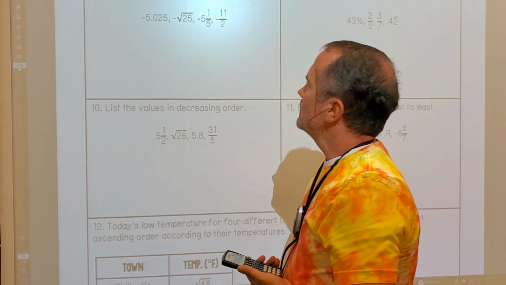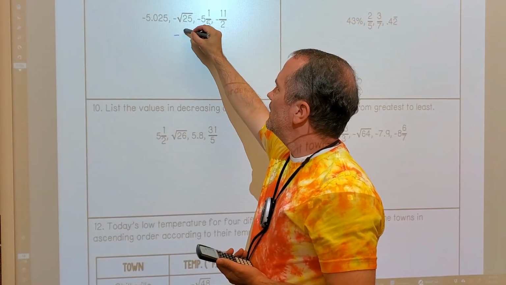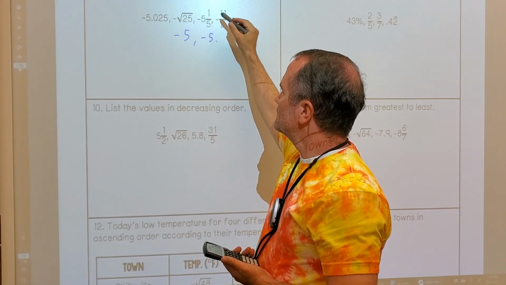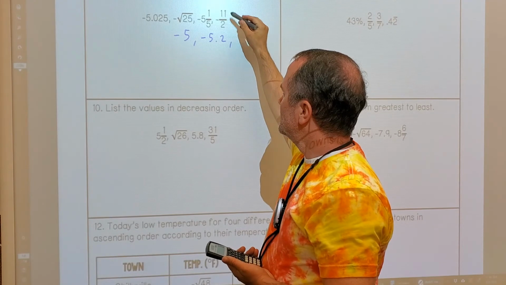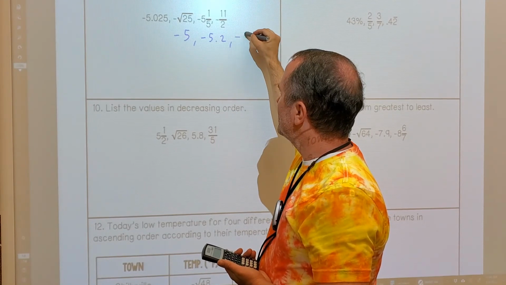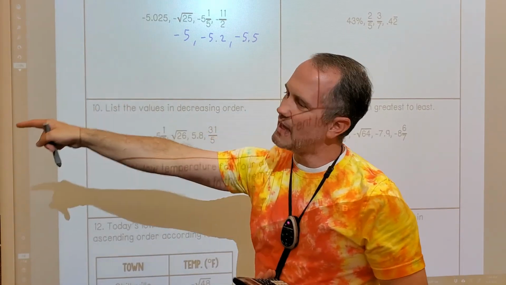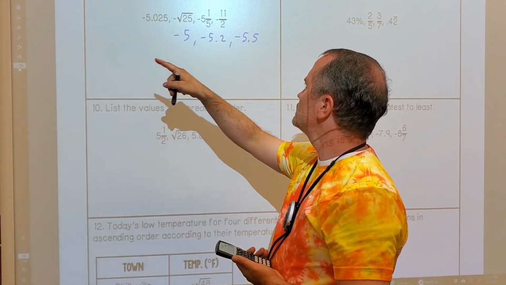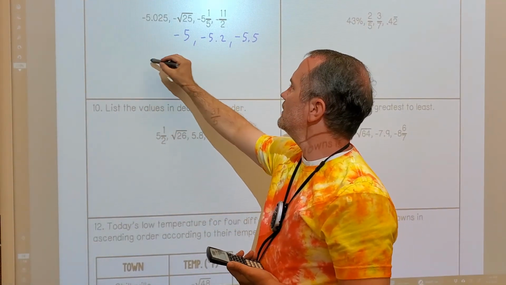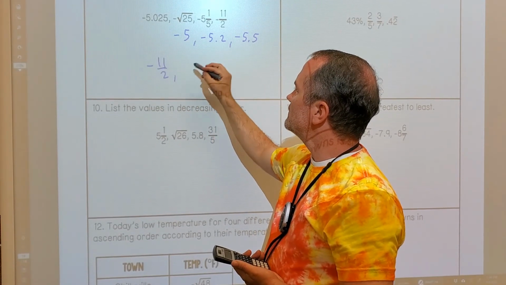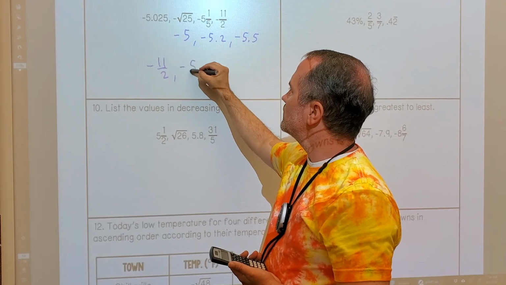Least to greatest, smallest to biggest. This is -5.1, so 1/5 is 0.2, and then 11/2 is -5.5. Least to greatest means the furthest to the left, which would be this one, -11/2. And then the next one would be -5.2, which is -5 1/5.